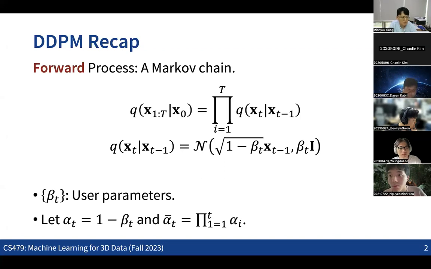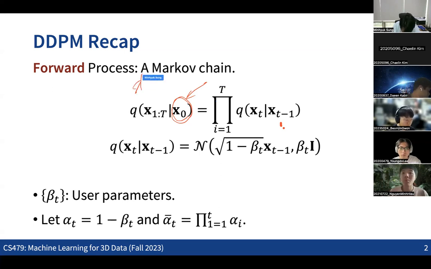Both the forward and the reverse processes are modeled as a Markov chain. The meaning of the Markov chain is that each variable at time step t only depends on the variable from the previous time step, not the other things. We are stacking multiple transition distributions in a way that we can map the data point sampled from the data distribution to the target distribution, to x capital T at the end of all the transitions.